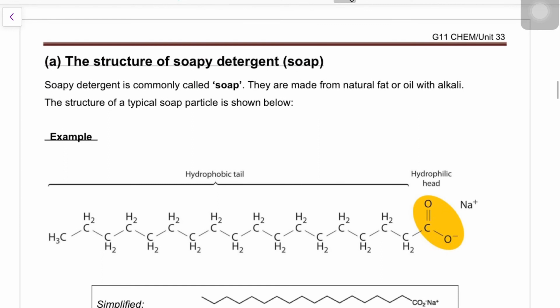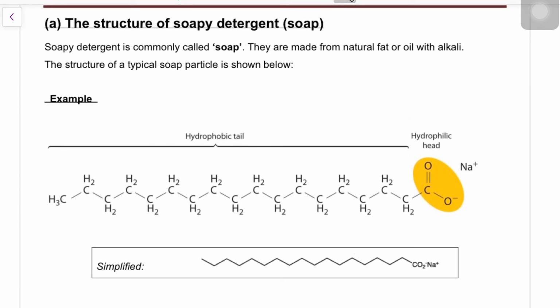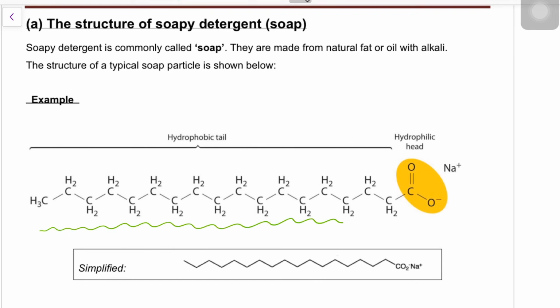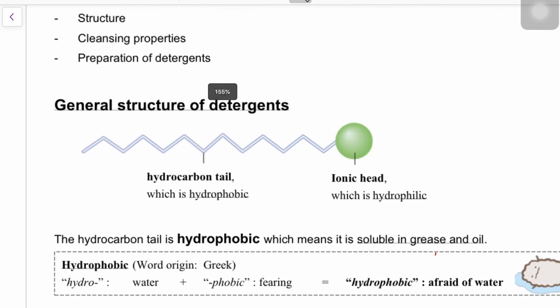Okay, first we move this part first. For the soapy detergent, it has first a straight chain of carbon, and the second one is it has a carboxylate ion. So if the substance fulfills these two points, then it should be classified as soapy detergent. And that's it. We will talk about this later.